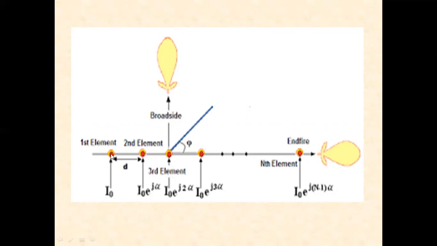So when the elements are fed with the currents from left to right, the radiation pattern produced is a broadside array, perpendicular to the array axis. Parallel to the array axis, we have the end-fire array. Here the elements are fed in phase, so we will be getting the broadside array. When there is a progressive phase shift, we will be getting the maximum radiation along the array axis.